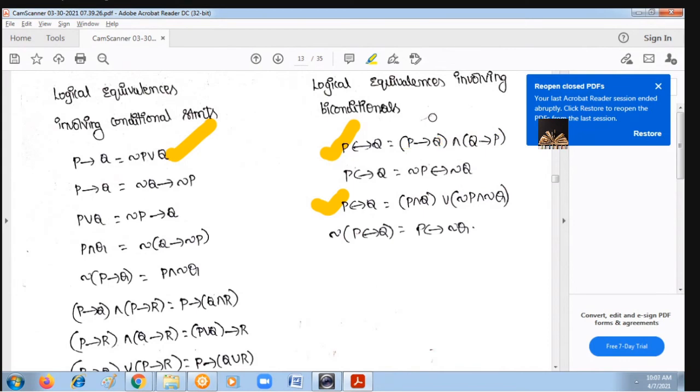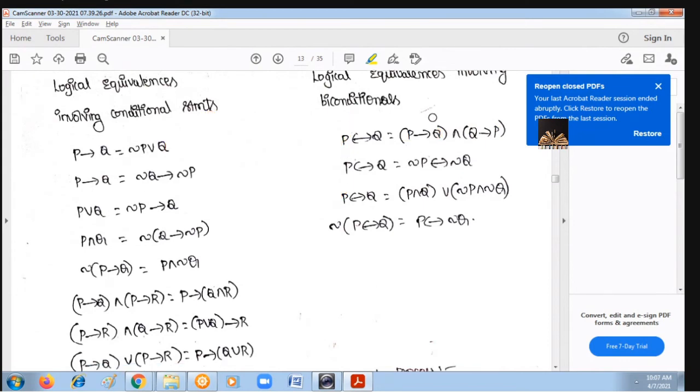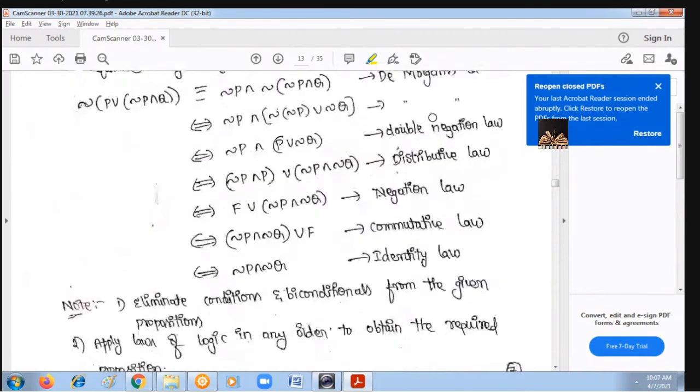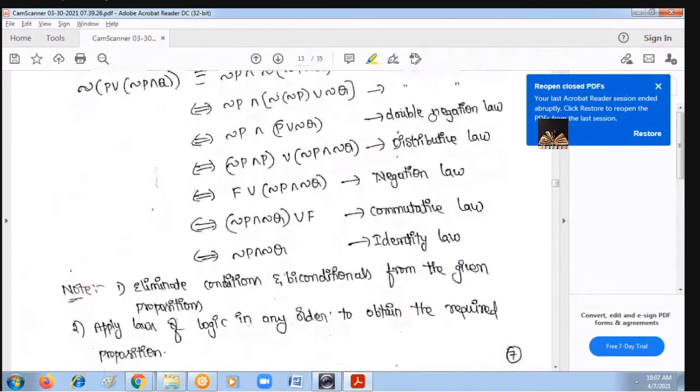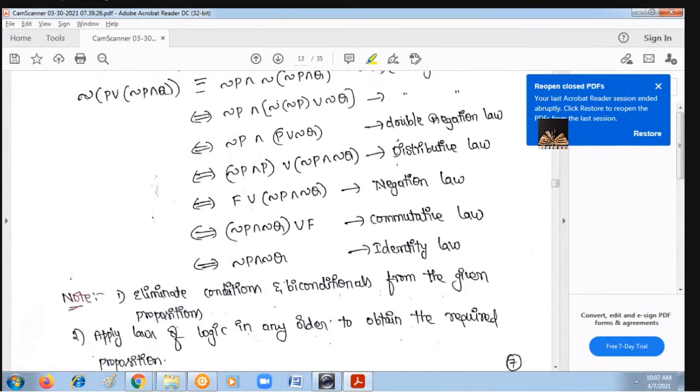Now, using these replacement laws, we can prove that given propositions are logically equivalent using the replacement method. Let us see one example.